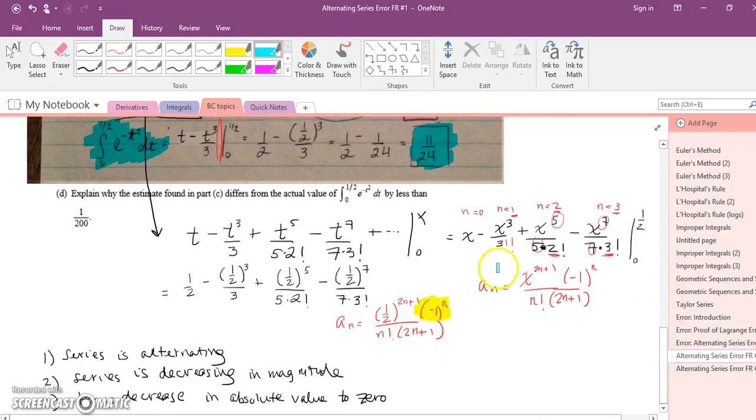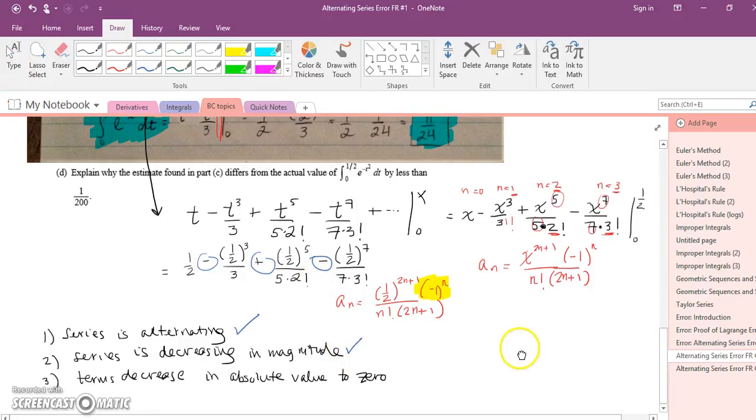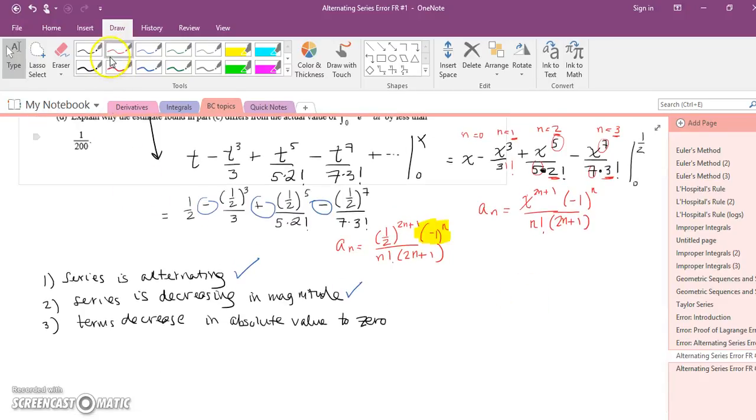So we're going to run through the checklist to make sure we can even use alternating series error bound. First of all, it is alternating, obviously. Every other sign's different, so we can use the alternating instead of Lagrange. The series is decreasing in magnitude if you found these terms as decimals, or you can just look at them. They are definitely getting smaller and smaller, the absolute value of them at least. Now we have to prove that the terms are decreasing in absolute value to 0, so I'm going to do the limit as n goes to infinity of a sub n.